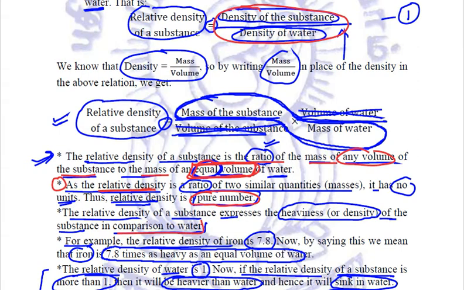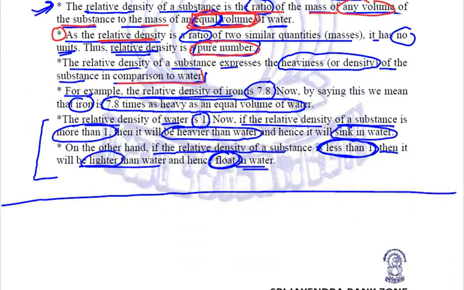If the relative density of a substance is greater than 1, that means it is heavier as compared to water, and therefore if it is placed in water, it is going to sink. If the relative density is less than 1, it is lighter than water, and that is the reason why it will keep floating on the surface of water.